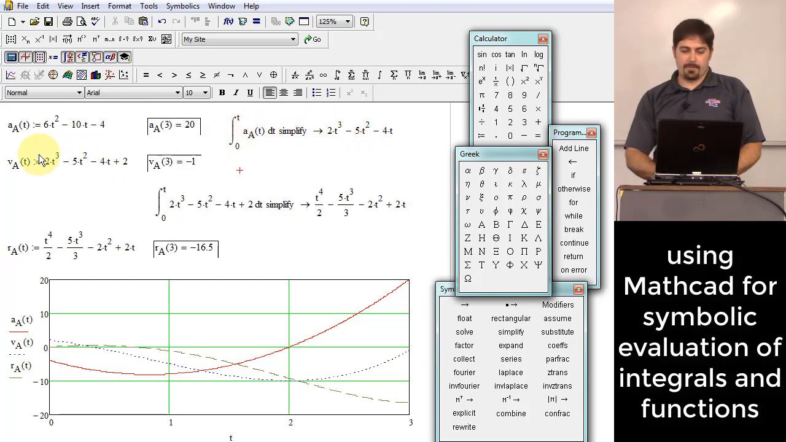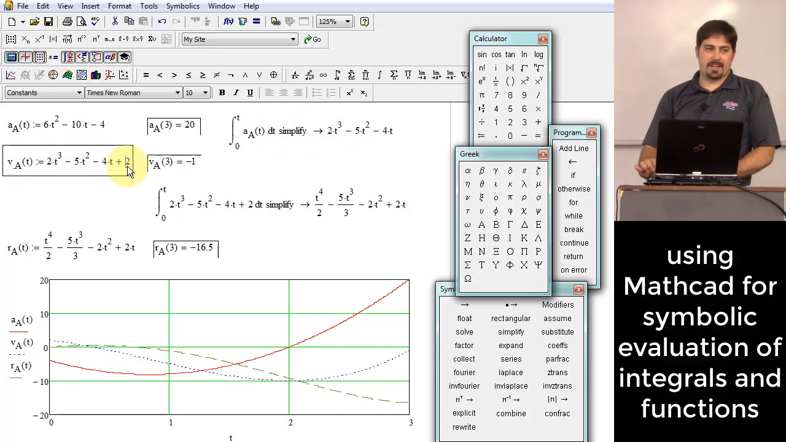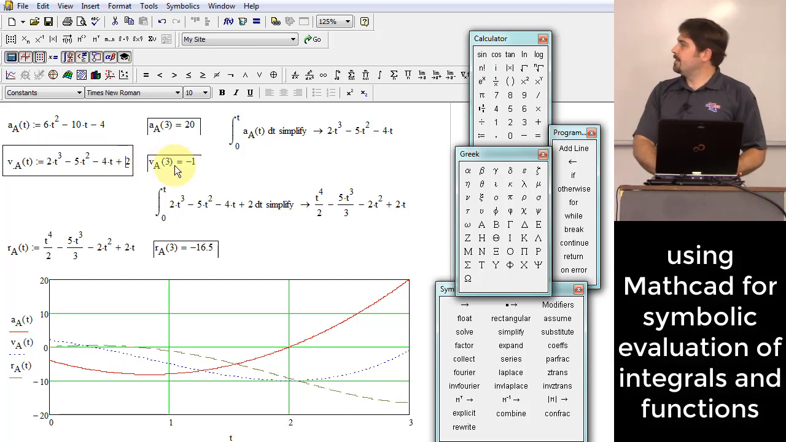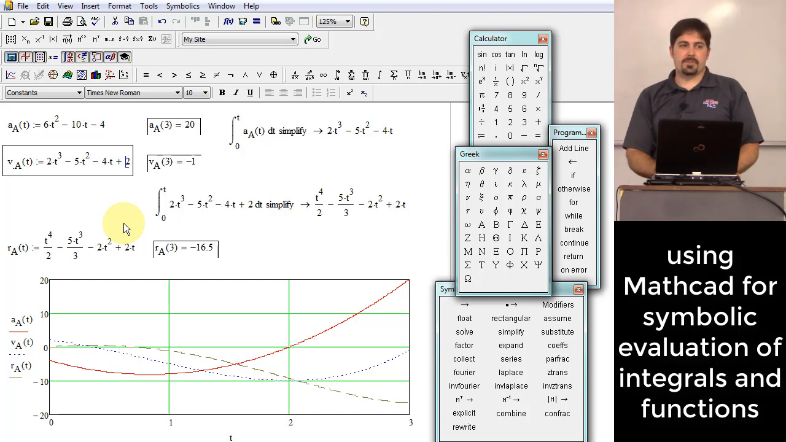Where I define my velocity function next down here, you'll remember I had that initial velocity that I had to include. My point is not to redo all this stuff. My point is that it's very easy to get Mathcad to do your symbolic integrals and derivatives, in addition to other symbolic manipulations, if you want to use it to check yourself. I wouldn't use it as a complete replacement for doing those derivatives and integrals, but you can use it to check your work.